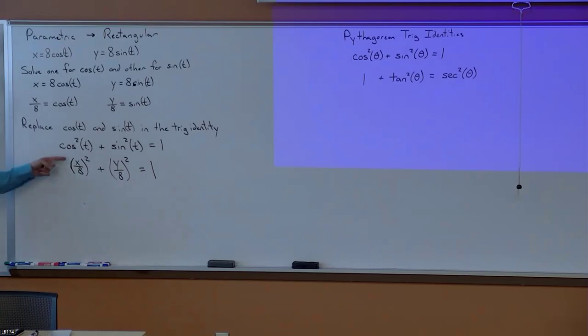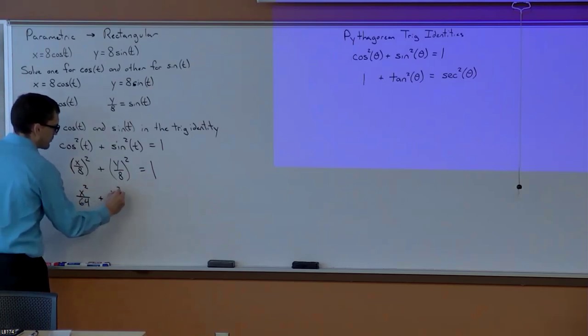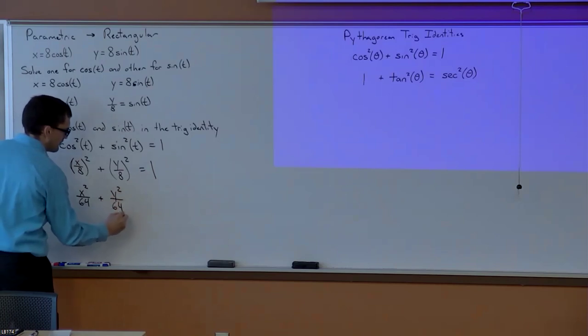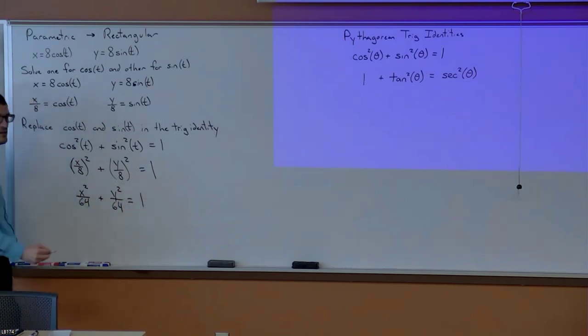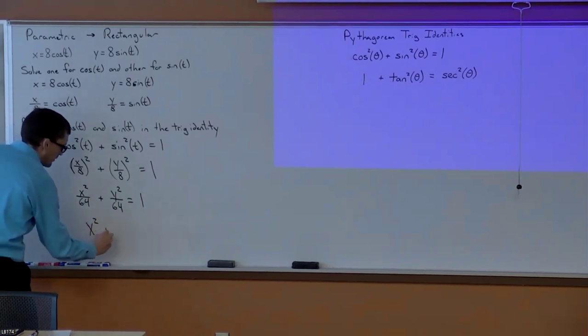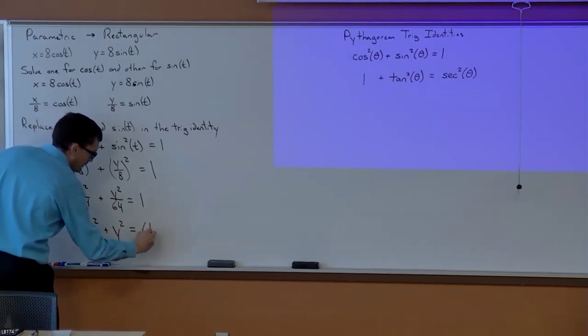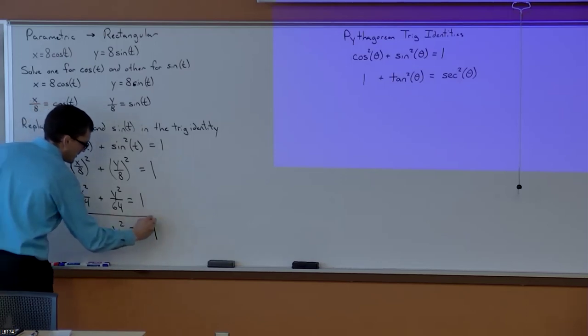Now, because of the way exponents work, I can square the numerator and square the denominator. I'm going to get x squared over 64 plus y squared over 64 is equal to 1. And then if I multiply both sides by 64, I get my standard equation for a circle of radius 8, centered at the origin.